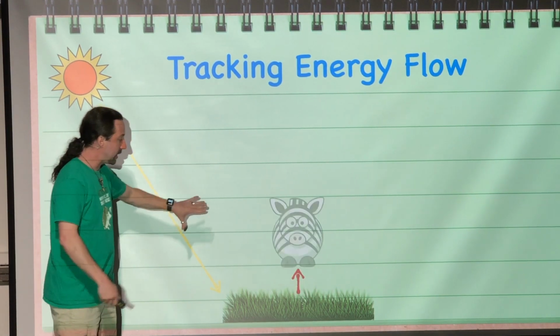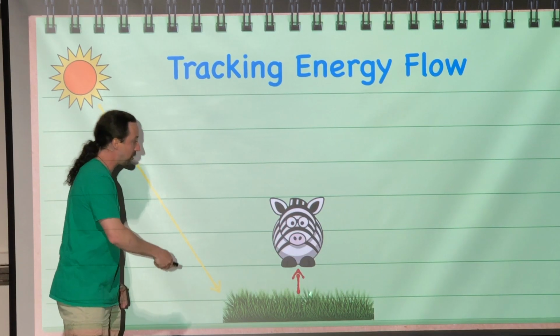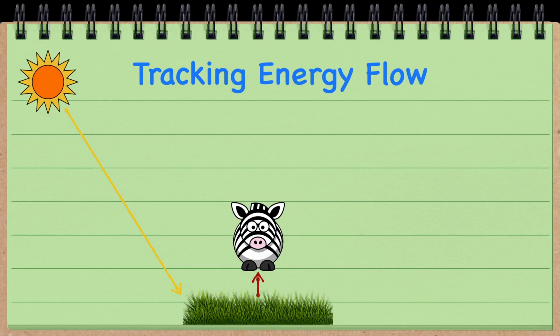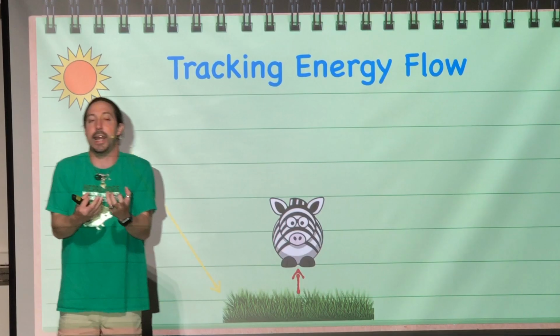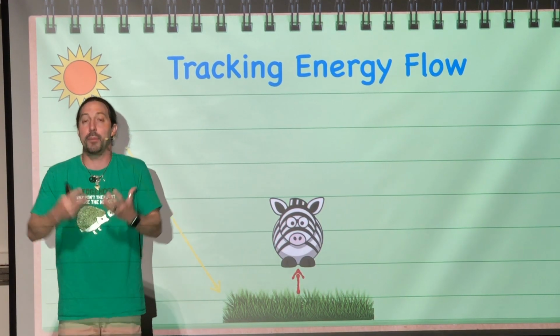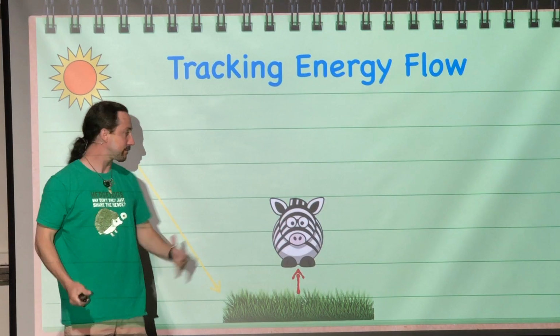But the energy is going to move from the producer to the consumer when the consumer eats it. In this case, a zebra, as it eats the grass, it is going to get that energy that was stored in the grass as chemical energy, and it will now obtain that energy. That's one of the reasons why the zebra has to eat the grass, is to get that energy into it.